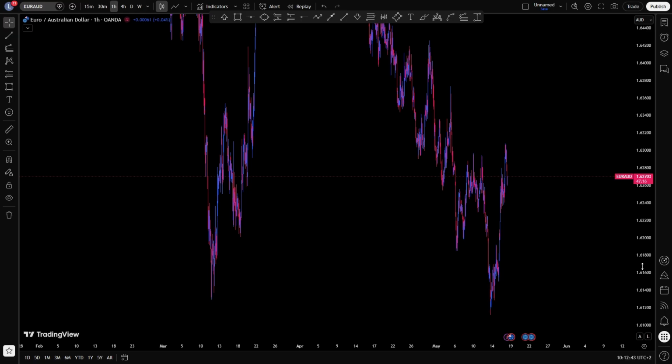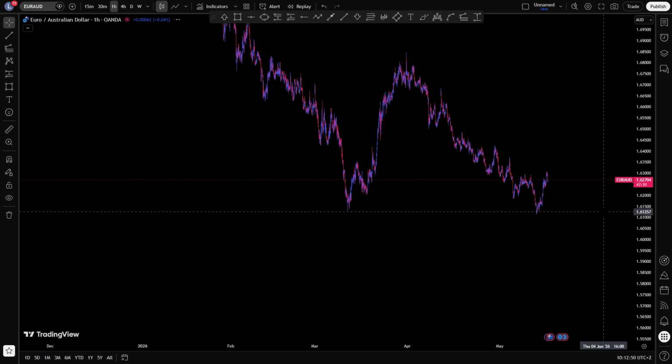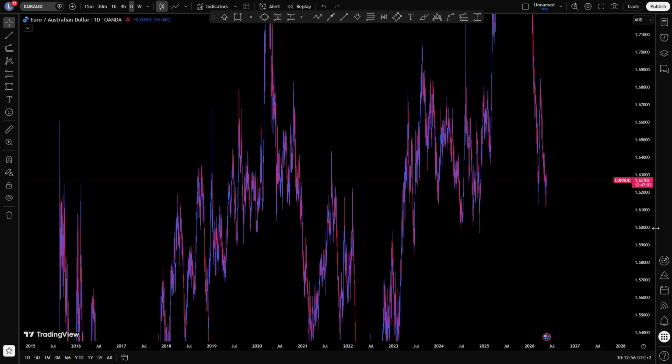Let's go to EUR/USD. I think this might be the last setup that I analyze with you guys. At EUR/USD. Let's go first today, daily time frame.